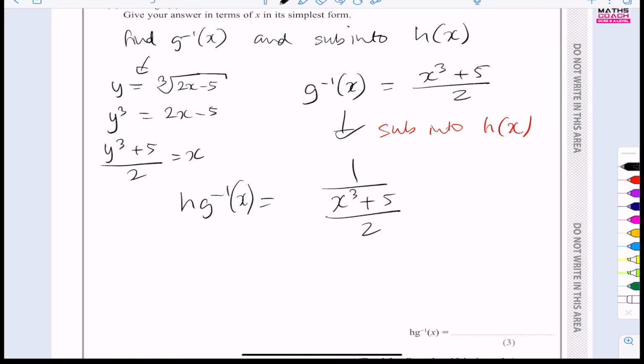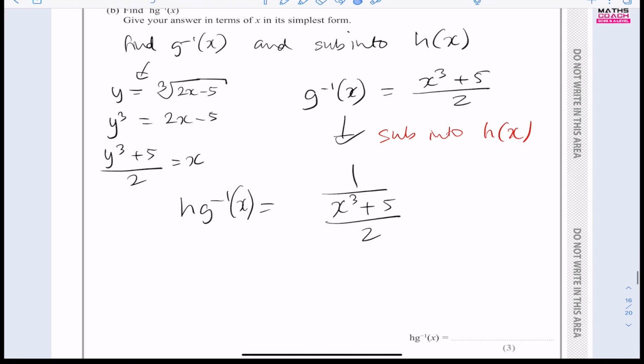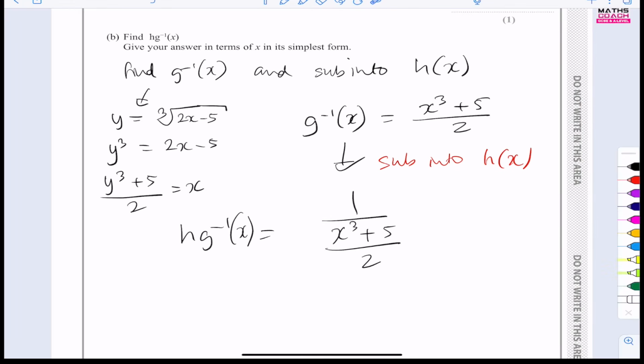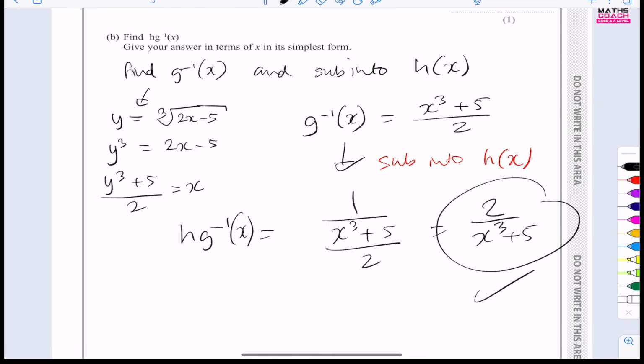Now obviously we can't leave it like this. What happens when you have a division over a division? You take the 2 and you multiply it right at the top. So that will simplify to 2 over x cubed plus 5. And that is your final answer.